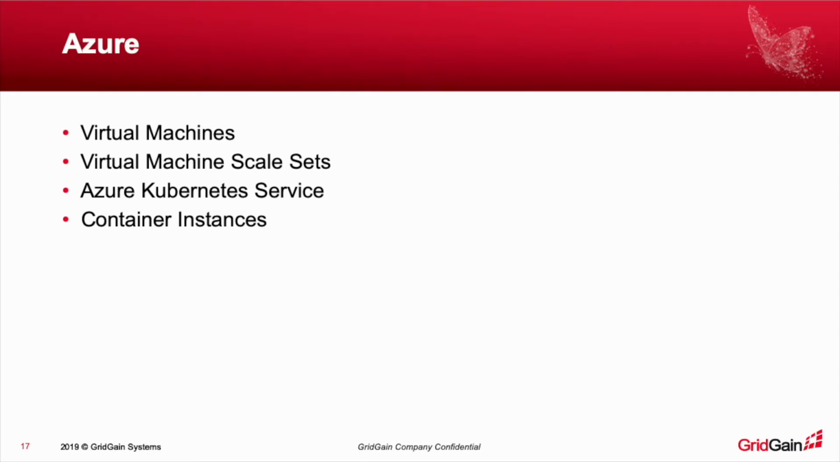Azure is similar. It actually has many, many options too. Their menu is a little bit simpler. They talk about virtual machines. They talk about virtual machine scale sets, which is like ECS on Amazon. They also have a Kubernetes service and container instances where you can deploy containers as well.